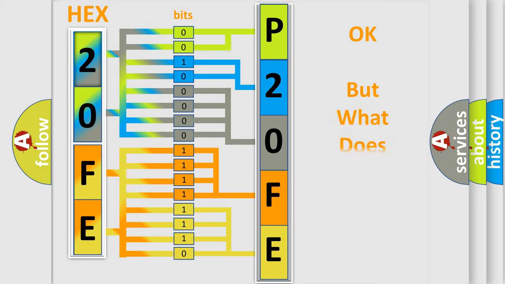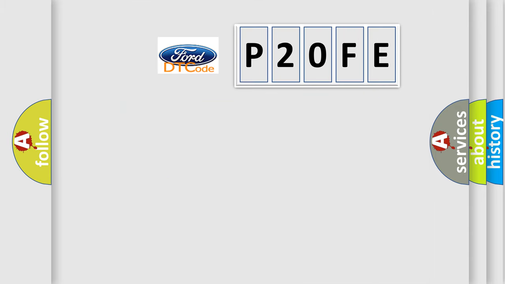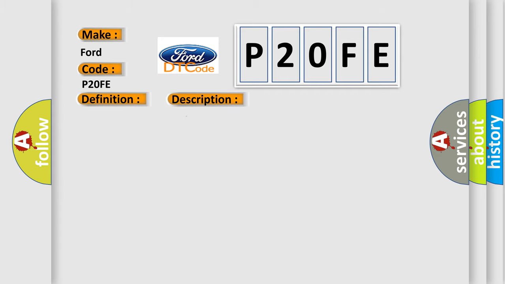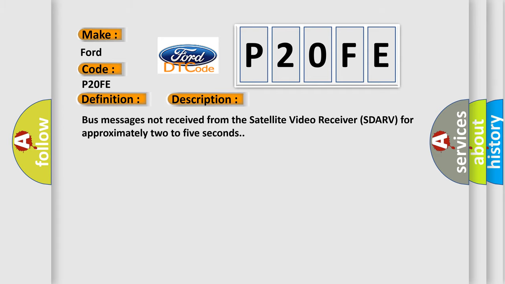The number itself does not make sense to us if we cannot assign information to what it actually expresses. So, what does the diagnostic trouble code P20FE specifically mean for Infiniti? The basic definition is lost communication with satellite video receiver SDARV. And now this is a short description of this DTC code. Bus messages not received from the satellite video receiver SDARV for approximately 2 to 5 seconds.